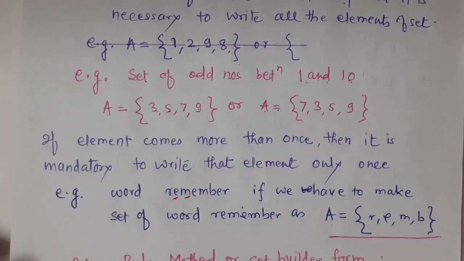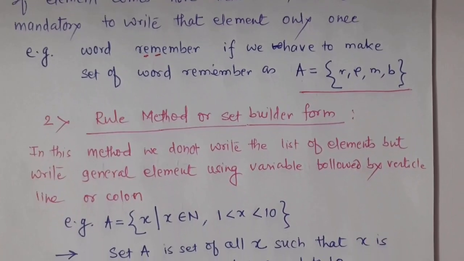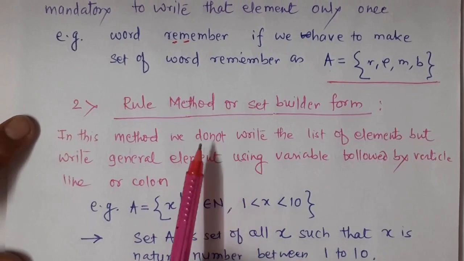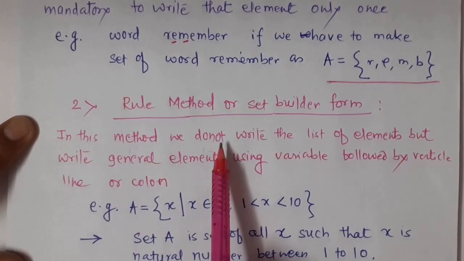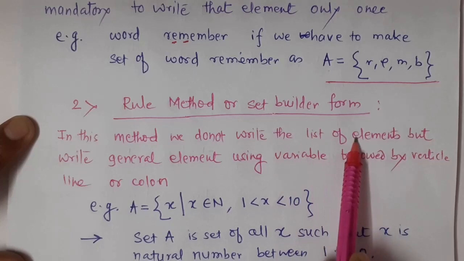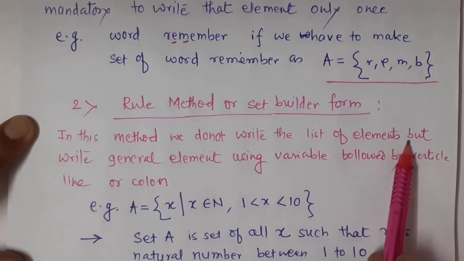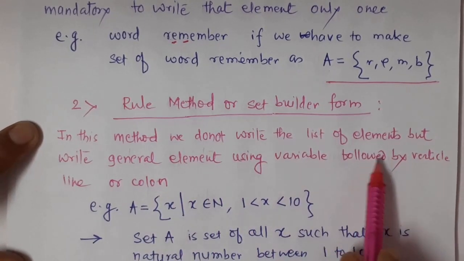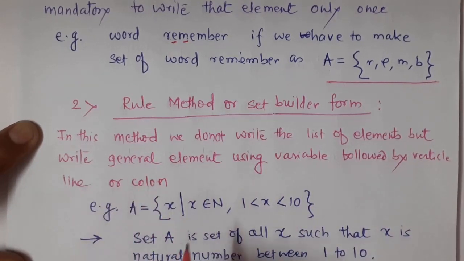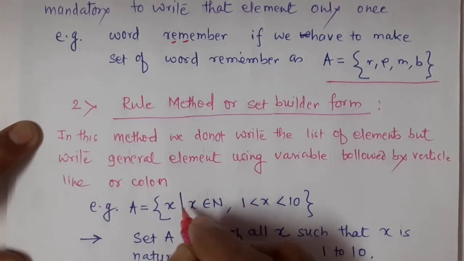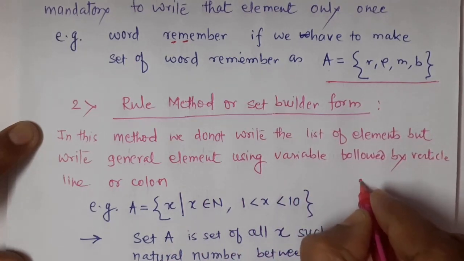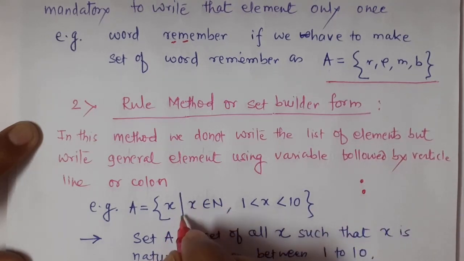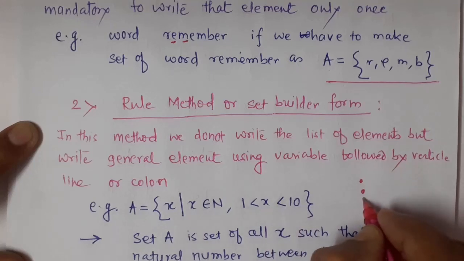Then we have to see the second method, that is the rule method or set builder method. What is the rule method? In this method, we do not write the list of elements. Here we are not writing the list of elements, but we write a general element using a variable followed by a vertical line or colon. This is the vertical line. Instead of this vertical line, you can take a colon also. This is called a colon. If you don't want to write with the help of the vertical line, you can write with this colon.